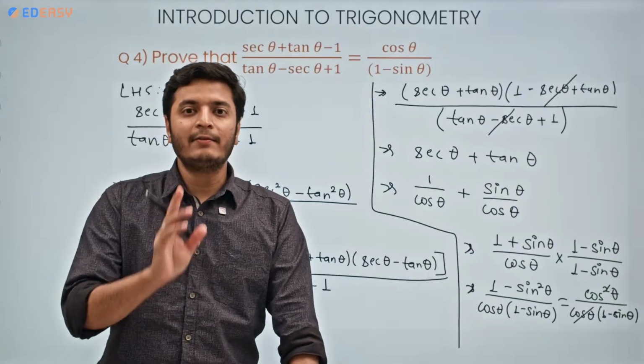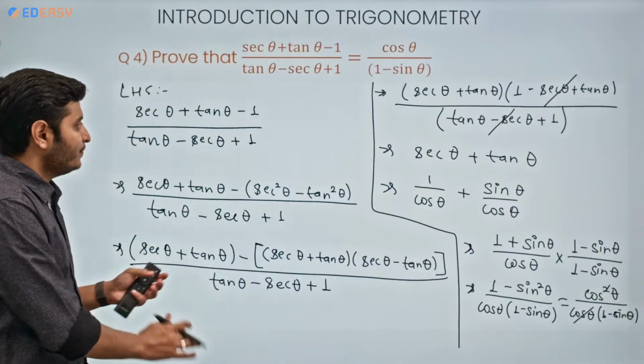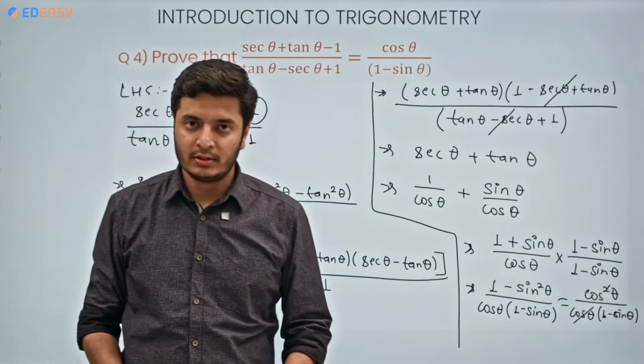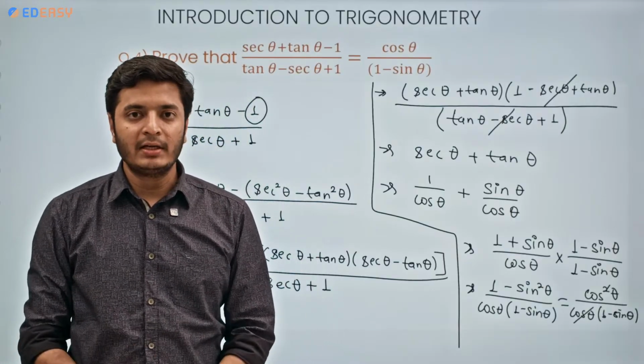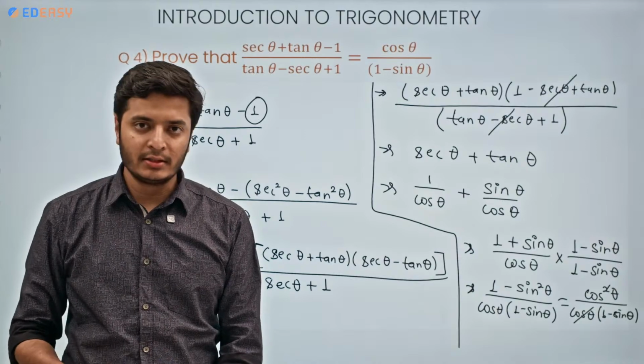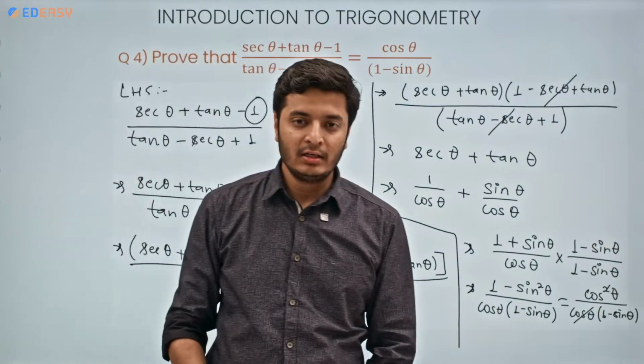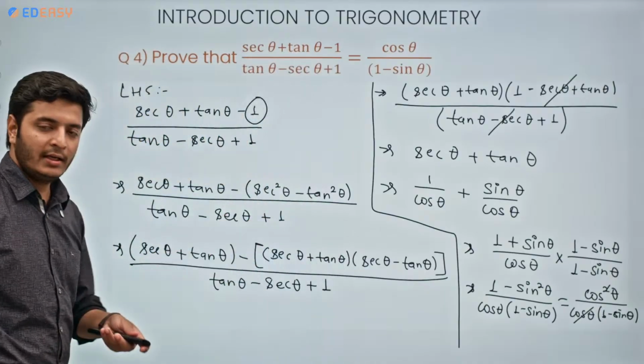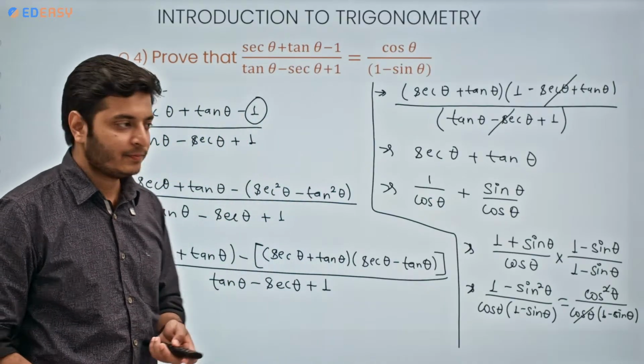The only different thing that we are doing here is we are converting this value to secant square theta minus tan square theta. And after that we are taking common, cancelling the common parts, then we are again converting values back to sine and cos, correct?